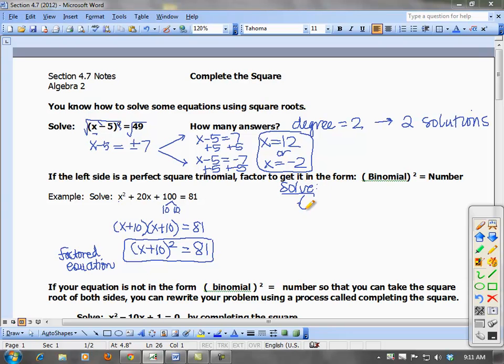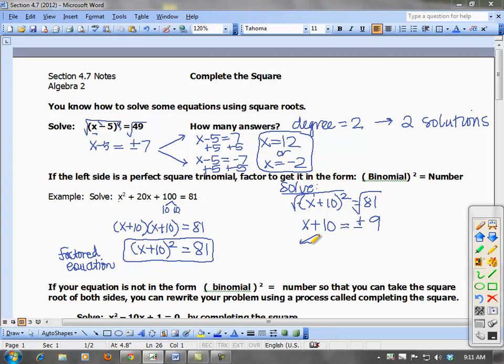Now I have my equation. Let's write that again. x plus 10 quantity squared equals 81. Well, to solve this, I've got to get rid of the squared first. So I square root both sides, and I get that x plus 10 equals, when I square root, I always get a plus and a minus, and the square root of 81 is 9.